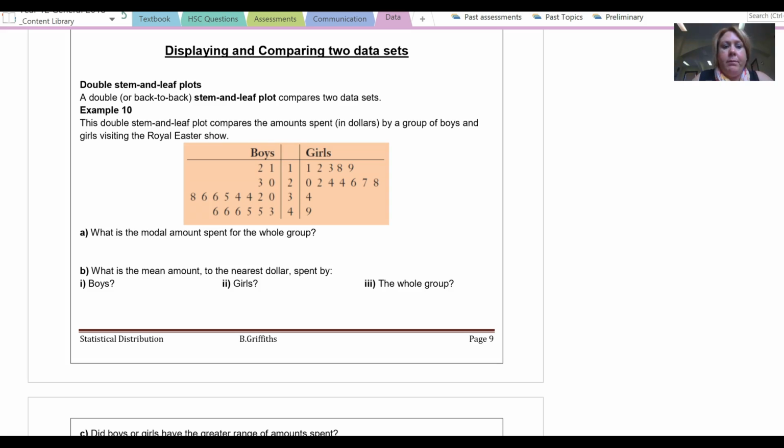A double stem and leaf plot compares the amount spent in dollars by a group of boys and a group of girls at the Royal Easter Show. What is the modal amount spent by the two groups? So I'm looking at the two groups together and I want to know what is the mode.